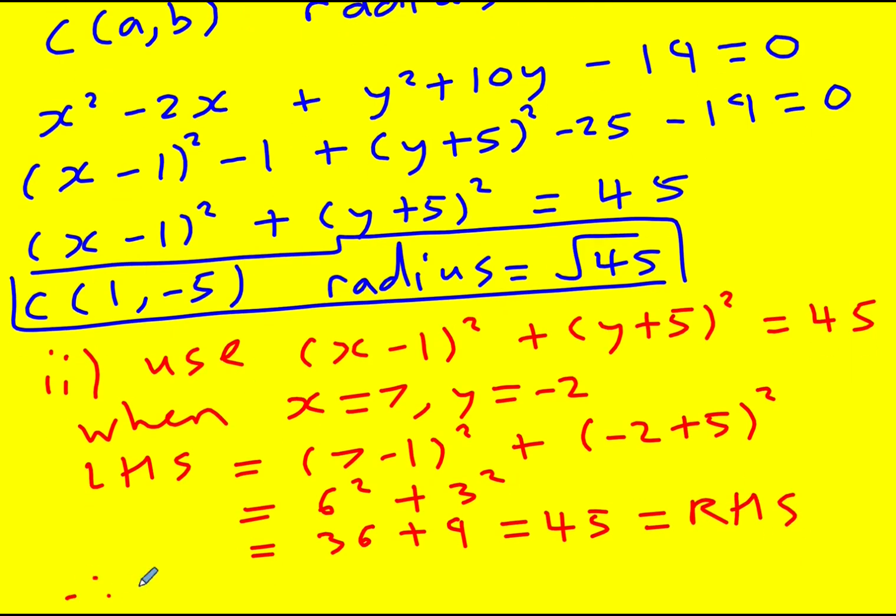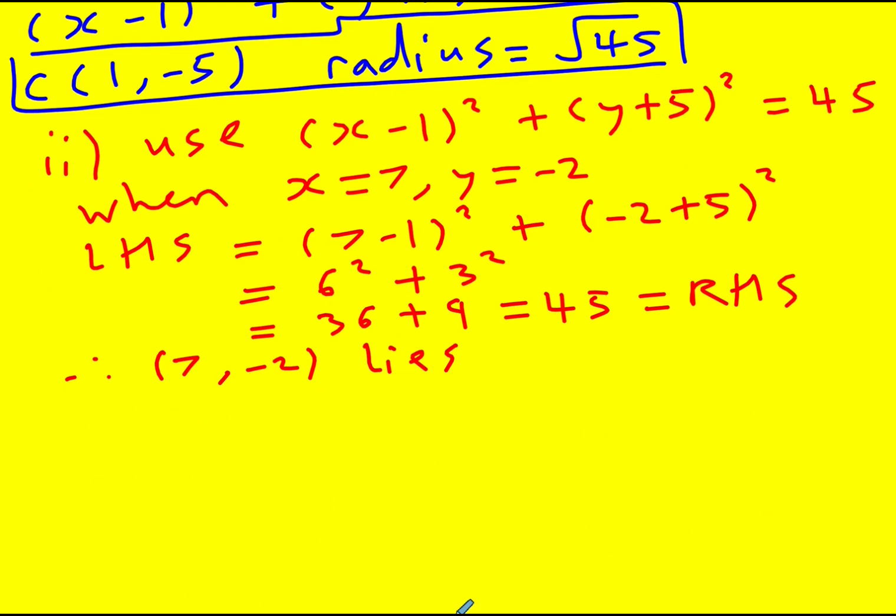And therefore (7, −2) lies on the circumference of the circle. If it was less than 45, then it would be inside the circle. And if it was more than 45, it would be outside the circle, because we're actually kind of finding the distance from the center to the point in question.